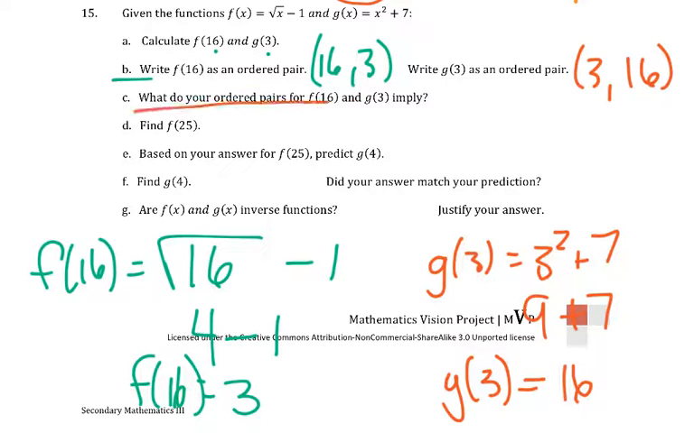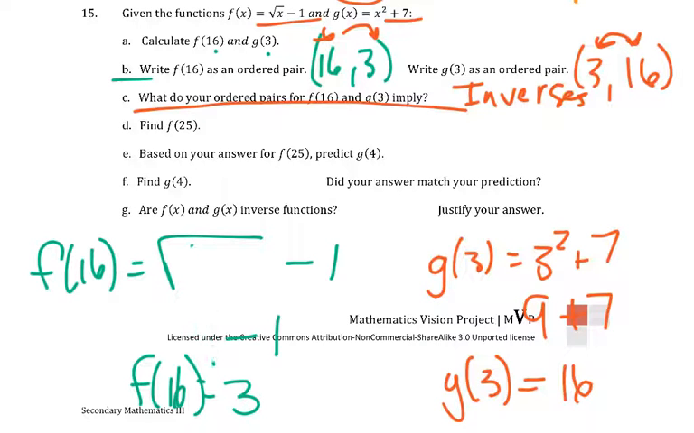Okay. Now, what do the ordered pairs for f of 16 and g of 3 mean? Notice that they've just switched the inputs and outputs. When we switch the inputs and outputs, we are then referring to inverses. It would imply that these two functions are inverses. Okay, now let's do it with f of 25. So if I do the same thing but with 25 instead, let's see what we get.